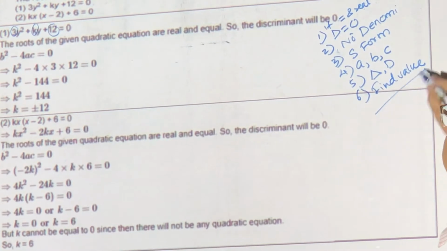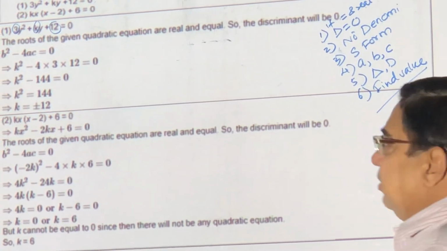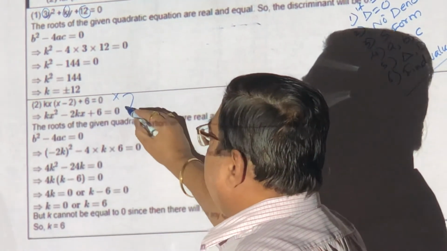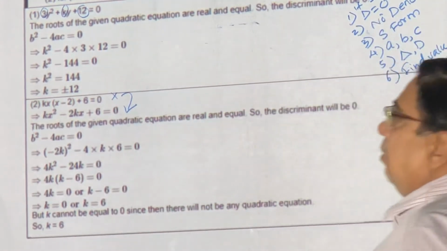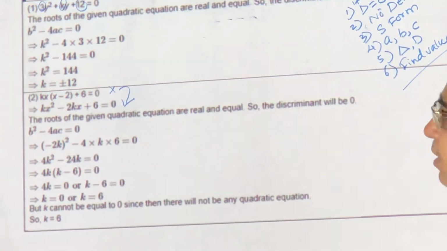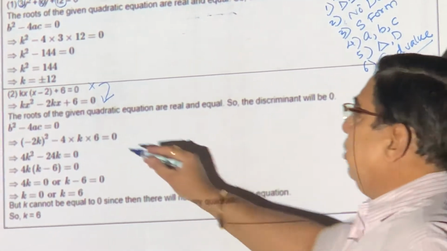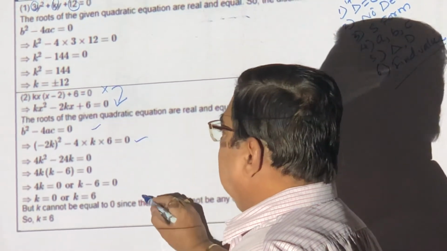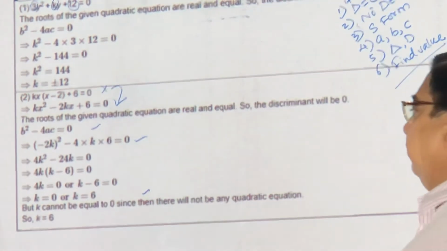These are the steps, my friend. Let us have a look once again. Here, not standard form. Make it standard form. Don't start before standard form. Then, b square minus 4ac is equal to 0. Substitute a, b, c and find the value.